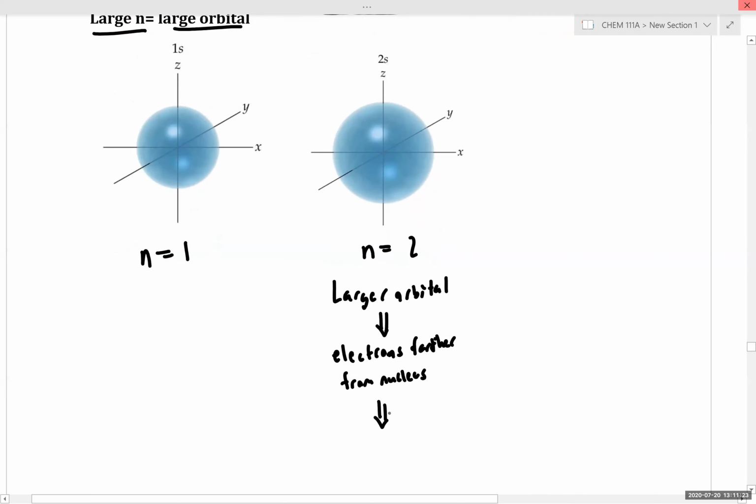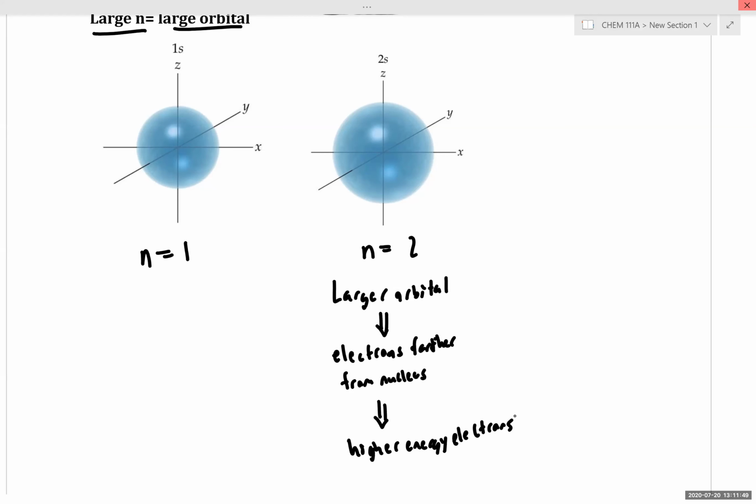Ergo, we have higher energy electrons in that orbital. Does that make sense to everyone? We're farther from the nucleus, so as a result, we're less stabilized by our nuclear charge, and as a result, our electrons are higher in energy.